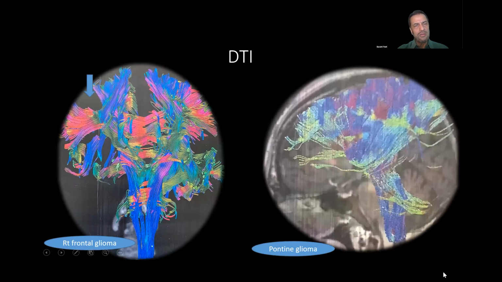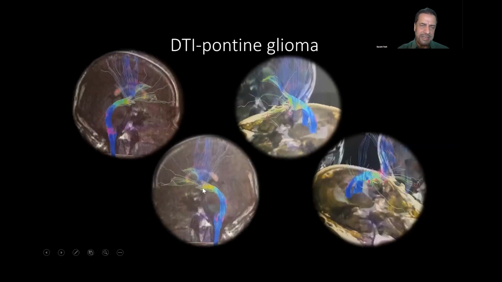You can also do a diffusion tensor imaging technique, DTI, and see these fibers in relation to the tumor. Like this patient has a pontine glioma, and all the blue is the corticospinal tract. The corticospinal tract is going posterior to the tumor, so you know how to avoid it while going in. In this case, again with DTI, the pontine glioma, the corticospinal tract is shifted posteriorly.